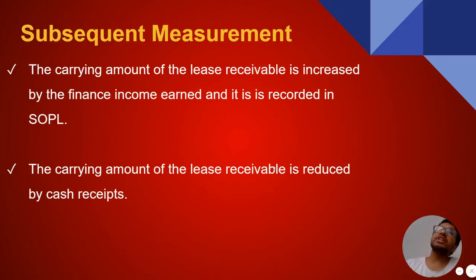When you are doing the subsequent measurement, we recognize finance income, so debit your receivable, credit your finance income. Okay, so that's what we will do, and then the carrying amount of the lease will be reduced, right? So the receivable amount will be reduced. In case of the lessee, every lease payment will reduce the lease liability. In this case, the receivable amount will decrease, right? But by the same amount.